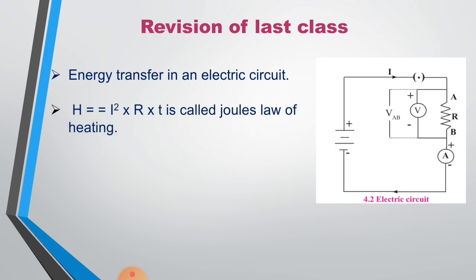Then we have derived one derivation, that is H is equal to I square R T, and it is called Joule's law of heating. We started this derivation from the formula P is equal to electrical power, which is equal to energy divided by time required, which is equal to V I.